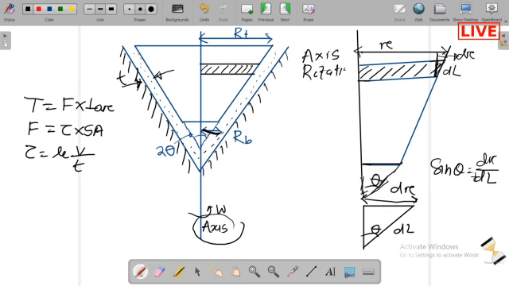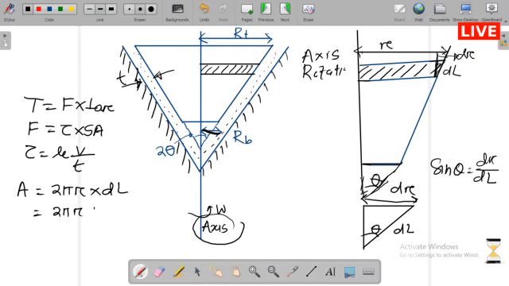First we have to find out the surface area. If you find out the surface area, 90% of the problem will be solved. What is the surface area? If it is rotating about the axis, it will take the shape of a circle. What is this circle's surface area? This is 2 pi r into dl, which is 2 pi r into dr by sin theta. Now you have the small elemental area strip, dA.